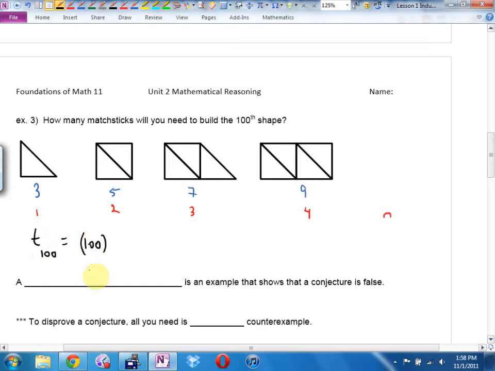Double it. I'll put a 2 in front because that's usually where we're used to seeing a 2. And then add 1. And I'm going to argue you don't even need a calculator. What is 2 times 100 plus 1? Is that okay, Boston? If I wanted to generalize this, I would say this: the nth term is equal to 2 times n plus 1. And now if you want to find term 50, put a 50 there.